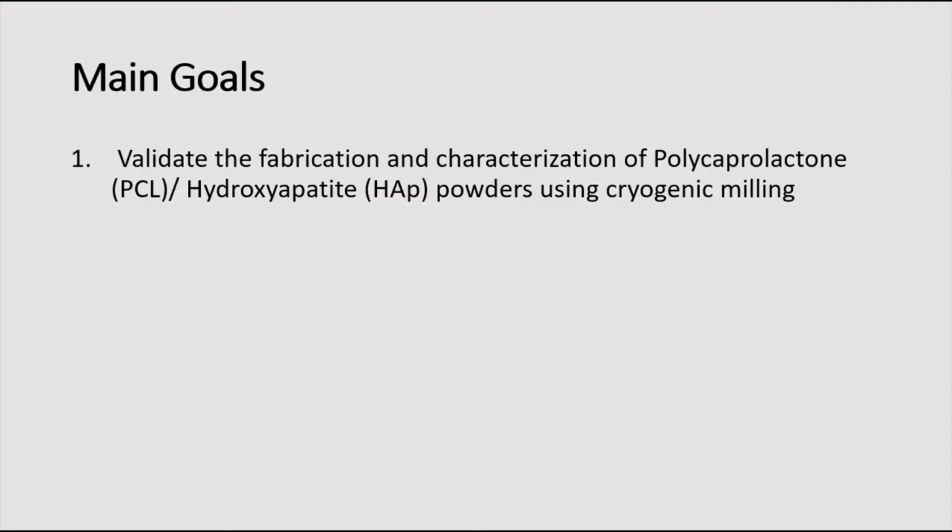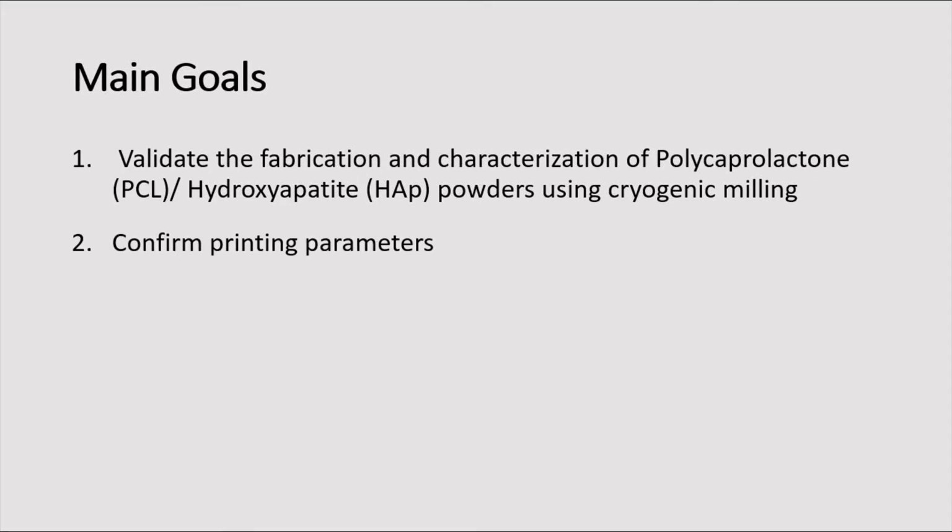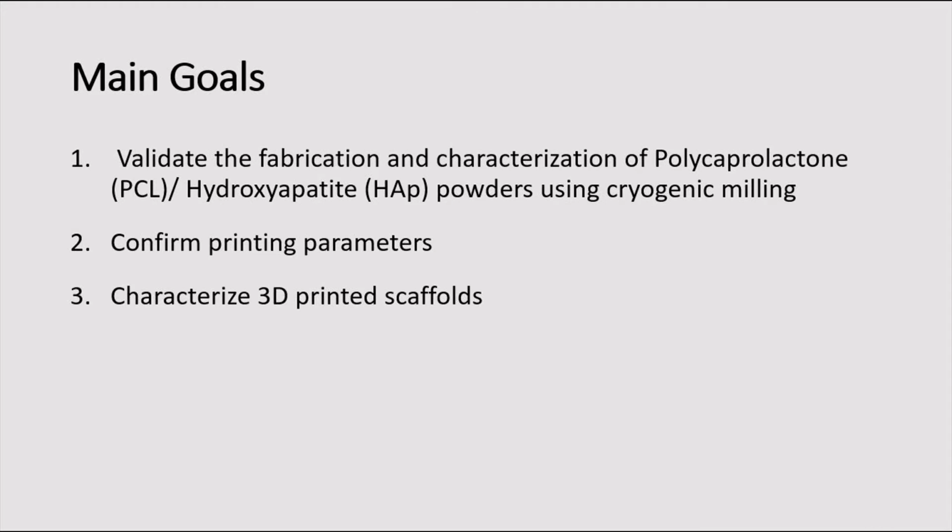To investigate the effect of scaffold pore geometry on bone regenerative scaffolds with properties suitable for trabecular defects, the objectives of this work are as follows. First, we validate the fabrication and characterization of PCL HAP powders using cryogenic milling and confirmed printing parameters that yield high-fidelity three-dimensional shapes with specific pore geometries. Additionally, the characterization of 3D printed scaffolds was assessed.